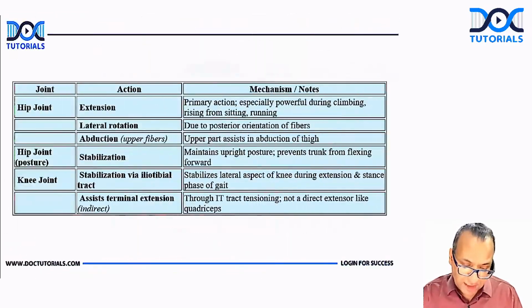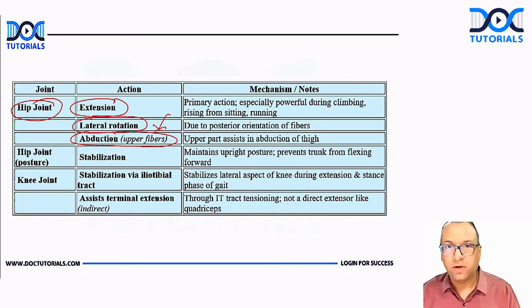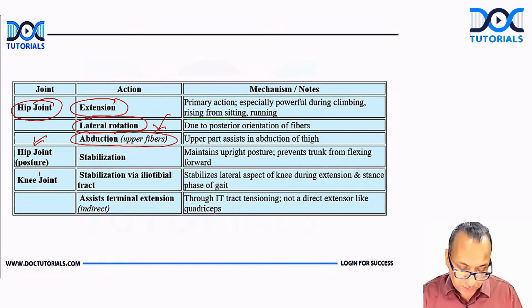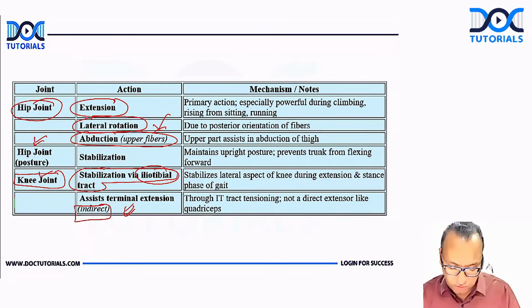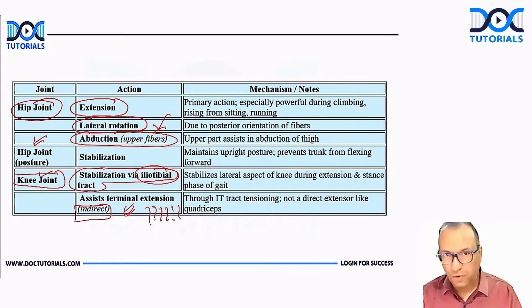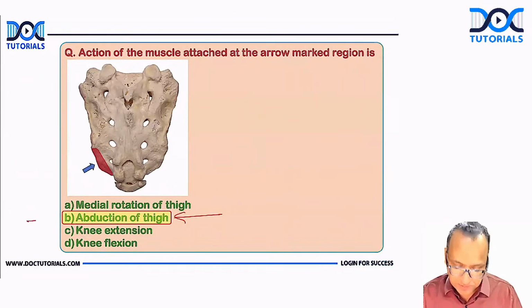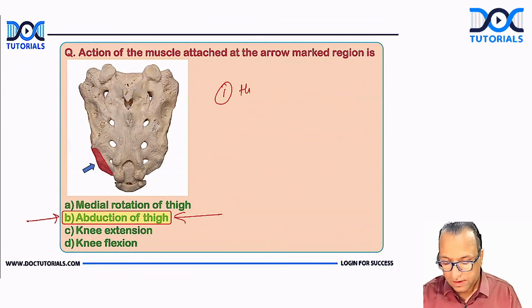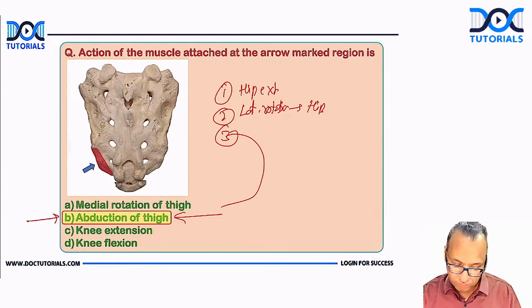So here, as you can see in this table, we are mentioning hip joint extension, lateral rotation, and abduction if you're talking about upper fibers. That is the action of gluteus maximus. What about the knee joint? Knee joint stabilization, the first thing you should say is stabilization, and terminal extension. It can help in terminal extension, as I mentioned, but don't talk about this too much because it is too much information. Now once you have this information, you can very well choose your answer as abduction, because the first action, hip extension, is not given. The second action, lateral rotation, is not given; it is also at the hip joint. So you have chosen the third action, which is abduction of thigh.